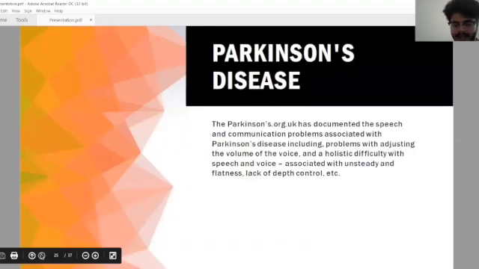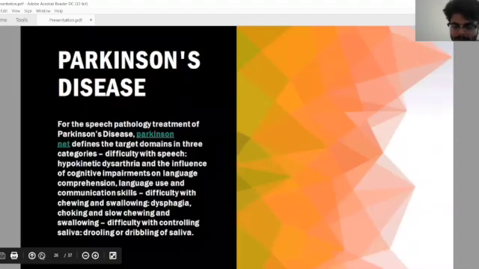And eventually we have to cover Parkinson's disease because this has been documented as a speech and communication problem, which includes problems with adjusting the volume of the voice and a holistic difficulty with speech and the voice associated with unsteady voice qualities and flatness of the voice and lack of depth control, etc. And for the speech pathology treatment, when it comes to Parkinson's disease, Parkinson.net actually defines the target domains for treating Parkinson's disease in 3 categories.